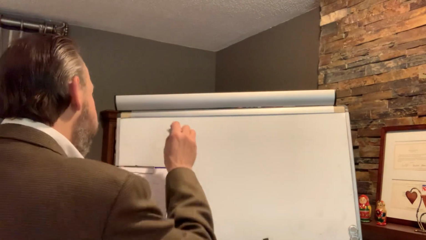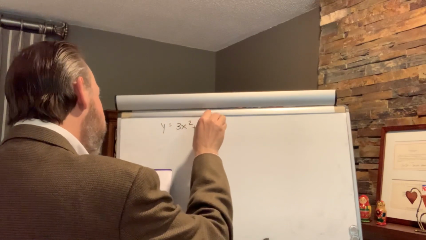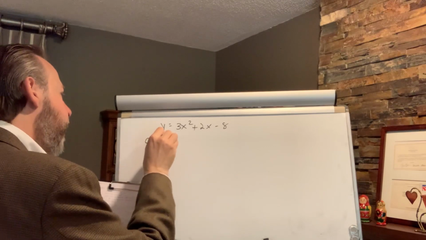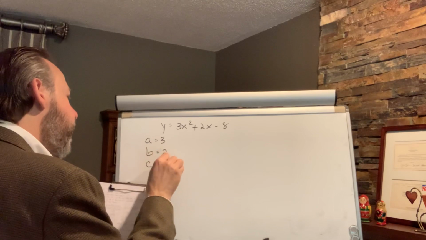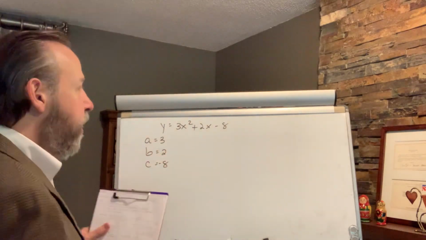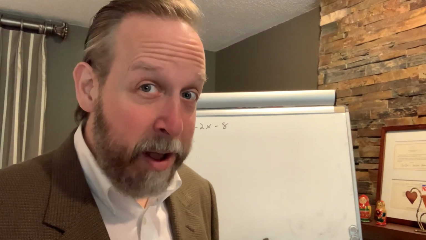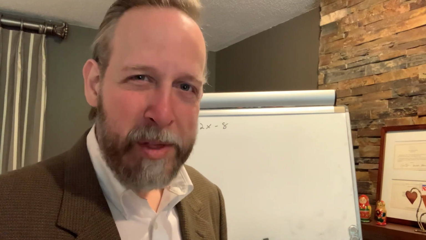Okay, here's examples again. So let's take this one. Y equals 3x squared plus 2x minus 8. And I'm going to identify A, that's 3, B is 2, C is negative 8. And here we go with the equation. Remember the equation. X equals negative b plus or minus the square root of b squared minus 4ac all over 2a. Again, let it get stuck in your head because it'll help you remember what the actual equation is.